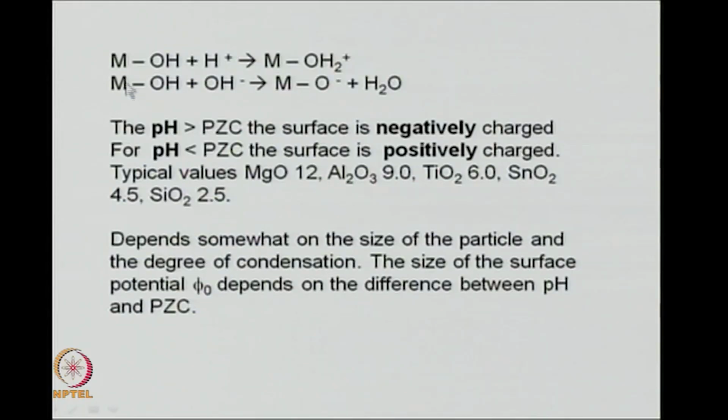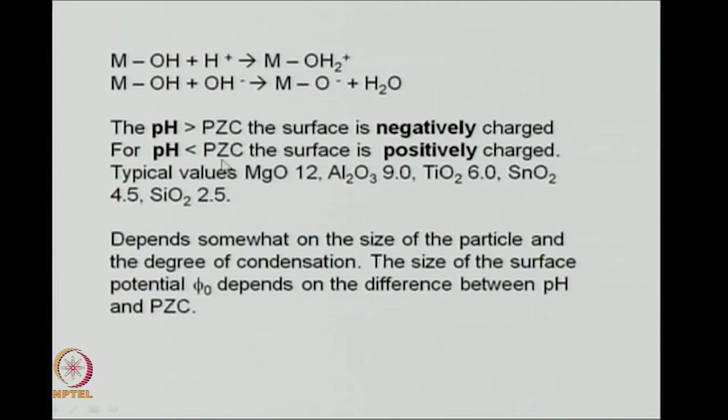You can have reactions like this: a hydroxyl group is on the surface, and if you have protons or hydrogen ions in a solution, that means the pH of the solution is less than 7, then you can form this kind of reaction. If the pH of the solution is more than 7, that means you have hydroxyl ions in solution, then you can generate O minus ions on the surface. So, depending on the pH, whether it is less than 7 or more than 7, you will have positive charges on the surface or negative charges on the surface. So, that is what is mentioned here. If the pH is greater than PZC, the surface is negatively charged.